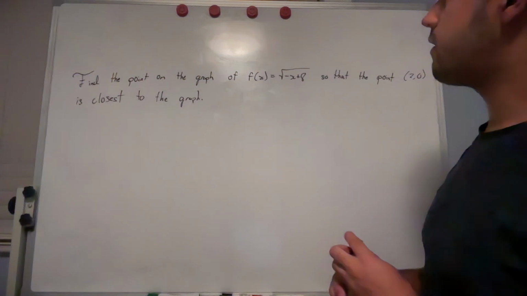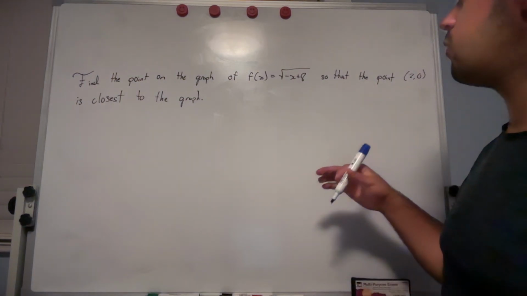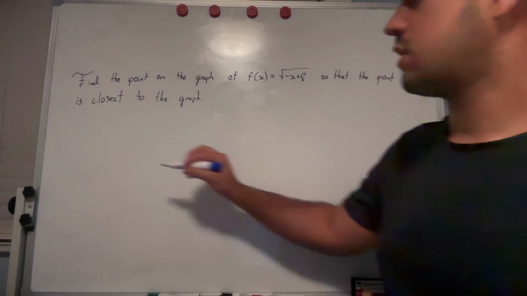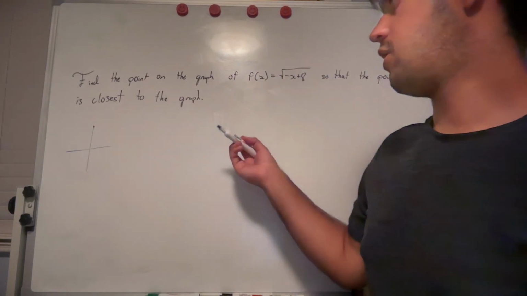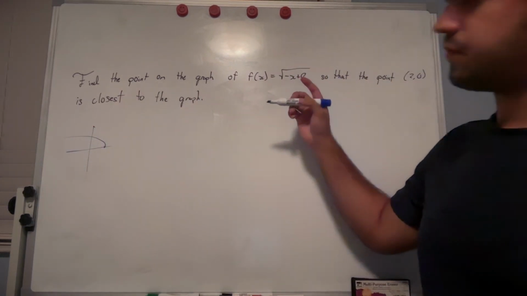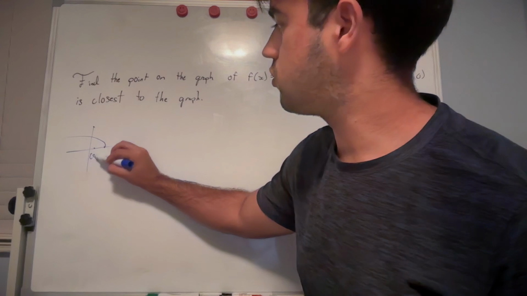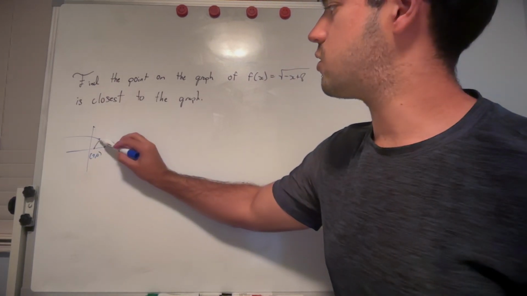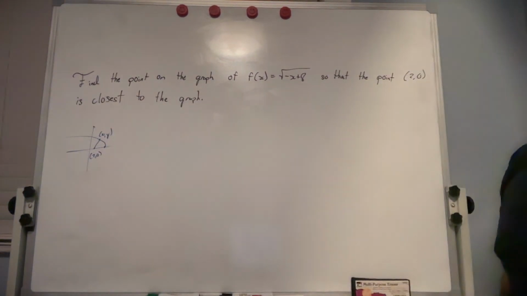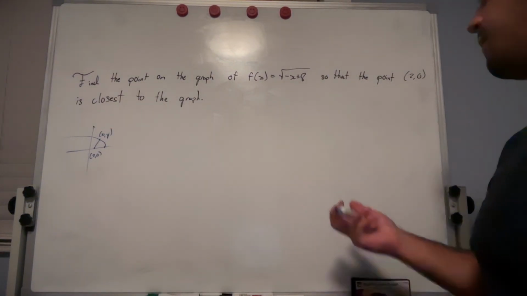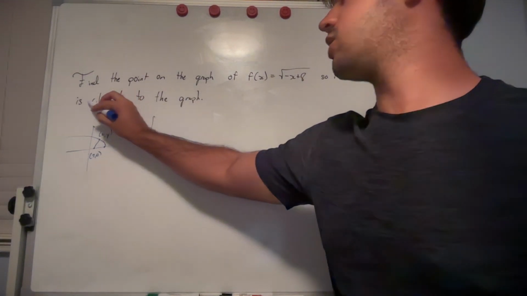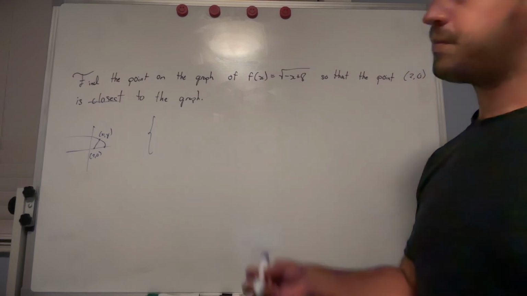Find the point on the graph of f of x equals the square root of negative x plus 8 so that the point 2, 0 is closest to the graph. This is going to look something like this because it's reflected across the y-axis. And we want the point 2, 0 to be closest to some point on the graph, some point x, y. Okay, so obviously we know that we're dealing with optimization because it says closest, that's minimum.